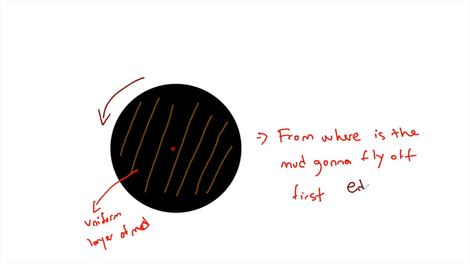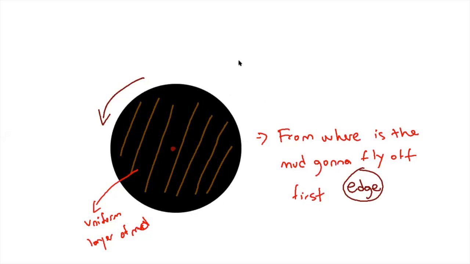Now, you guys might be wondering, isn't that obvious? Come on. If we literally start spinning it, it's kind of obvious. Our brains can comprehend it, that mud on the edge flies off first. But in the world of physics, we have to explain everything using the actual terms.